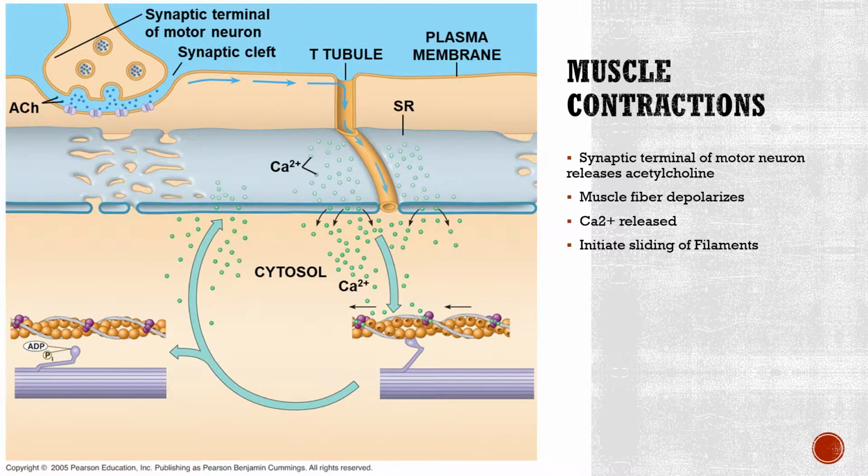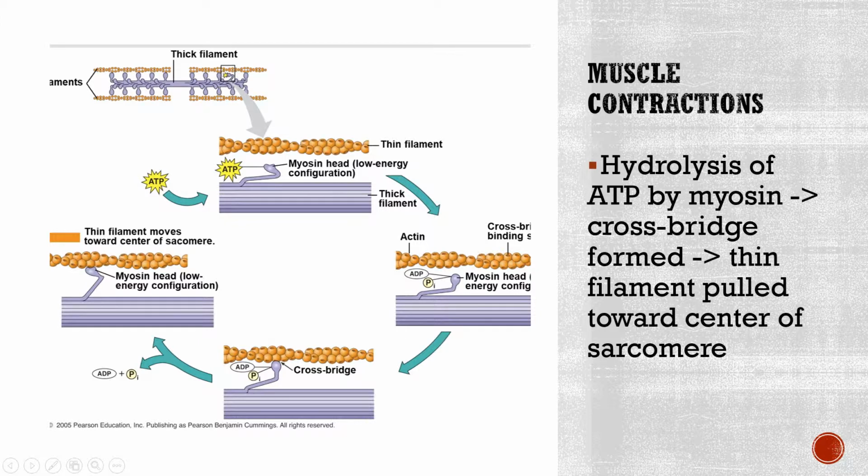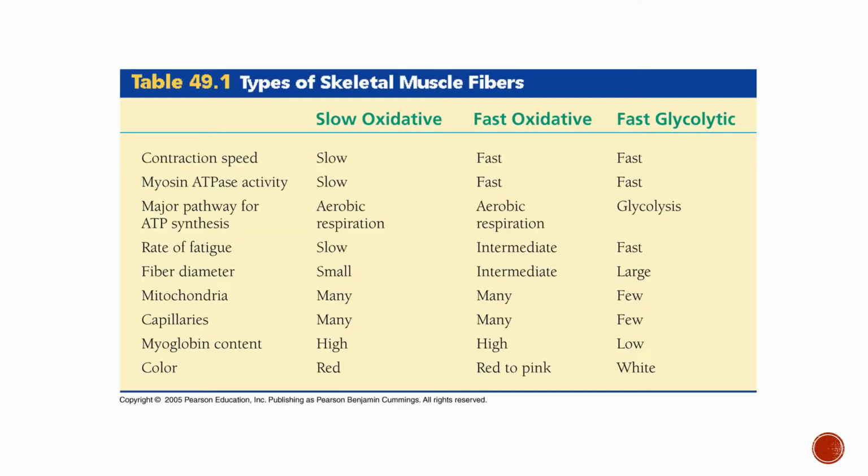Muscle contraction occurs by being stimulated by a motor neuron. Acetylcholine is produced that initiates the whole process. As the muscle fiber depolarizes, calcium ions are released, initiating the sliding of the filaments by binding to troponin and exposing myosin sites on actin. Through the process of hydrolysis of ATP by myosin, a cross bridge is formed between the filaments, in which the thin filaments are then pulled toward the center of the sarcomere, resulting in a muscle contraction. Here are the different types of skeletal muscle fibers.